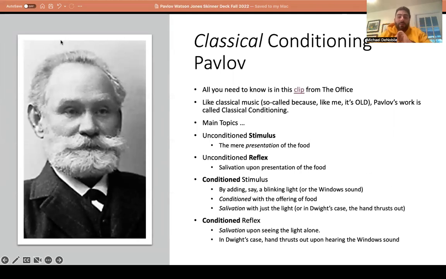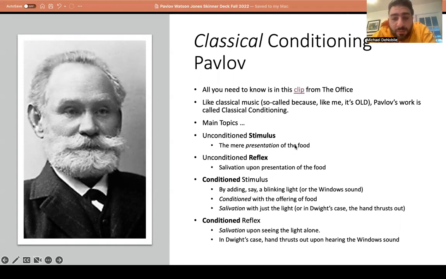Our first behaviorist is Pavlov, classical conditioning. When you get a chance, check out this clip from The Office. This is a classic conditioning moment from The Office. You'll get a kick out of it, and pretty much it's the whole part of Pavlov in a nutshell. So in less than a minute, you basically learn everything you need to know about Pavlov. Pavlov's work is classical conditioning. Think of it as the first form of conditioning.